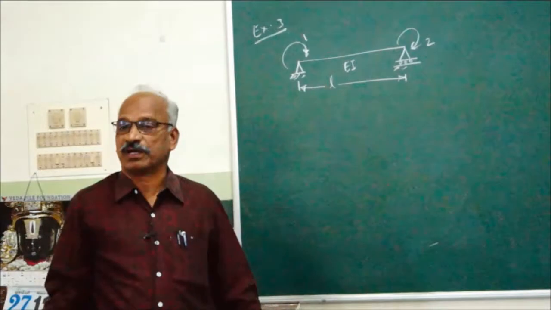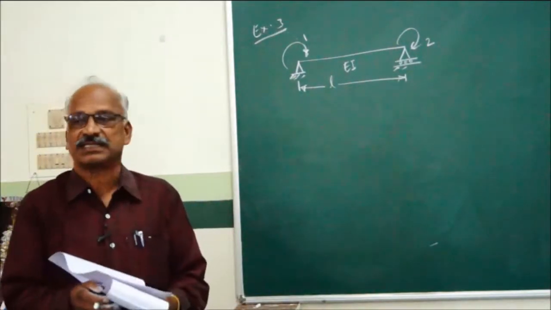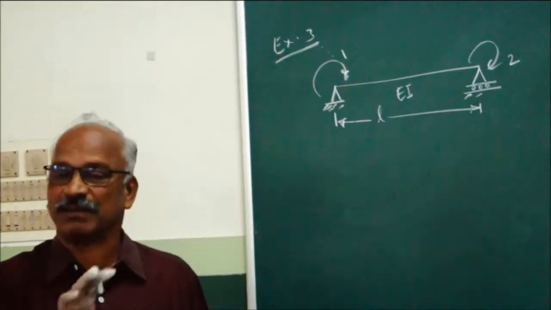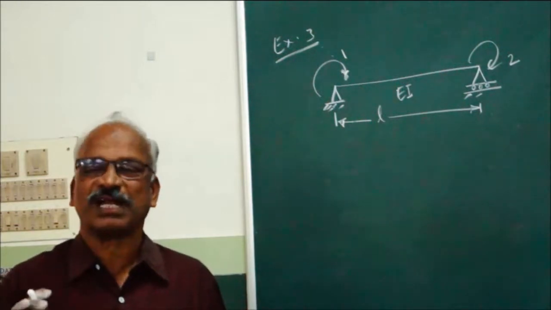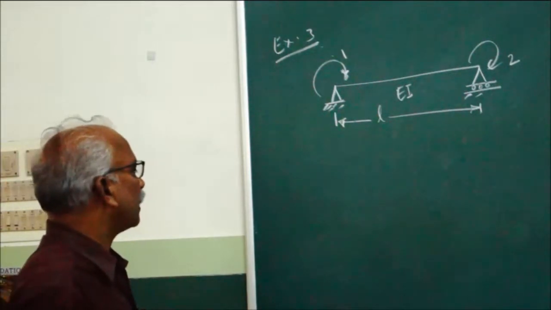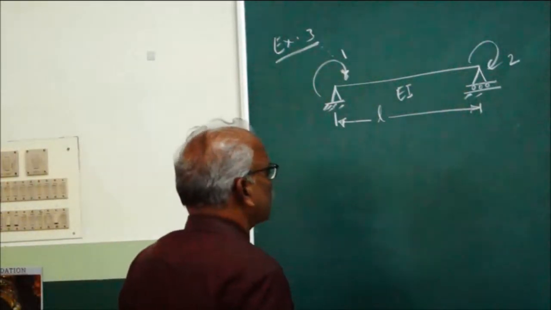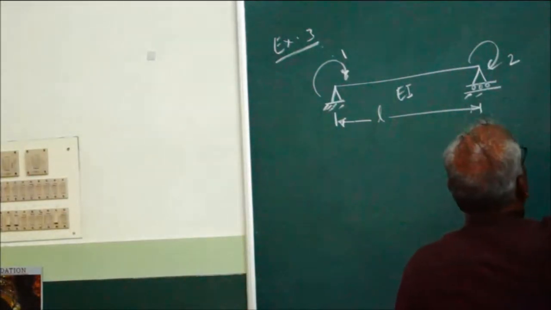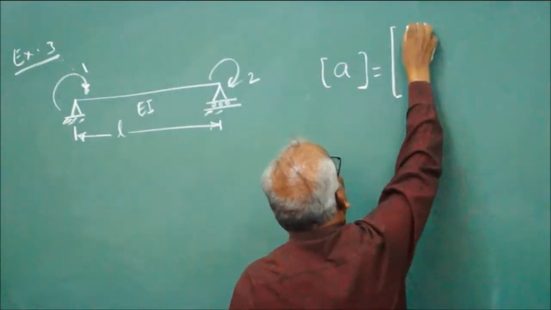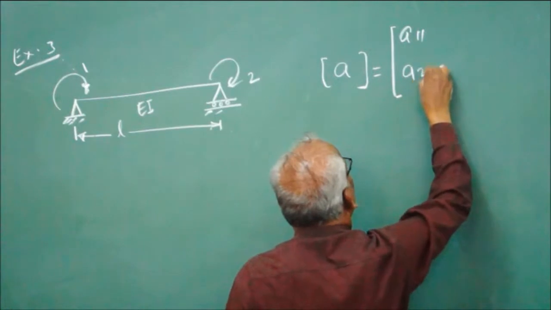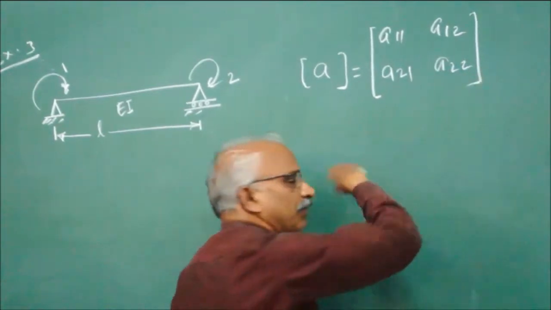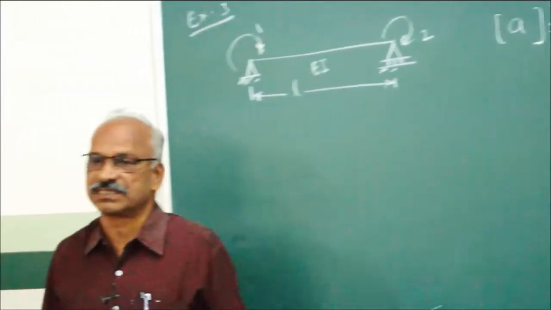This matrix is very important because we are going to use it in all problems on continuous beams and portal frames. Simply writing the matrix is part of the problem, and it will be used repeatedly. So there are two coordinates. Therefore, the size of the matrix here will also be 2 by 2.